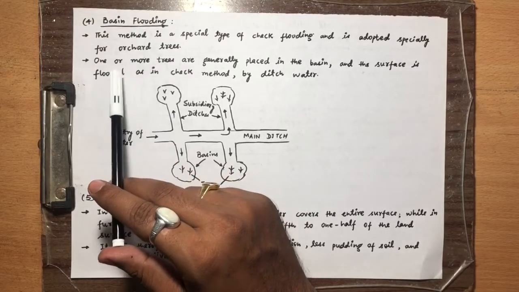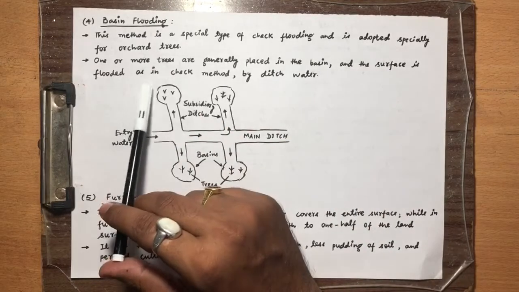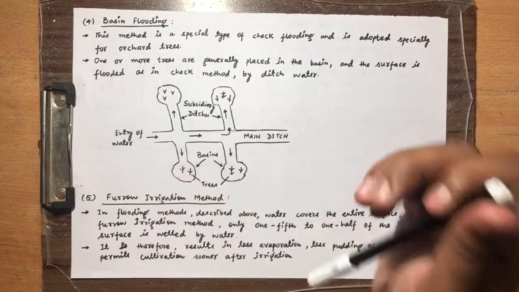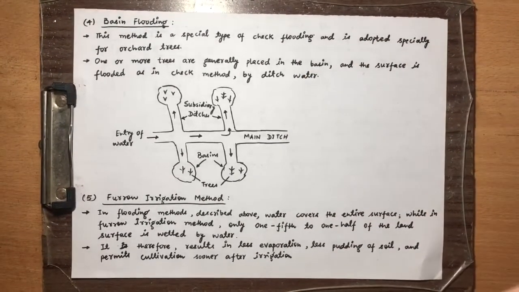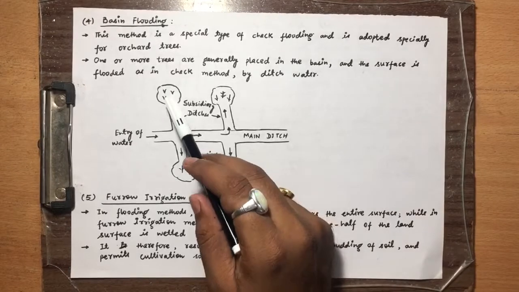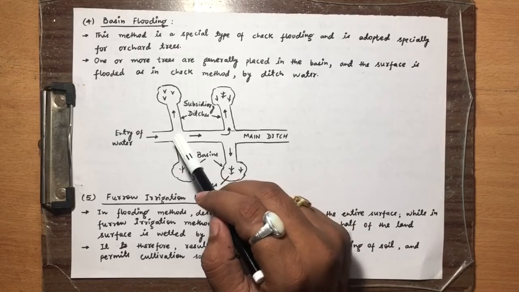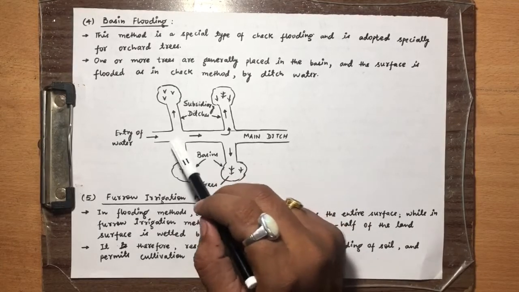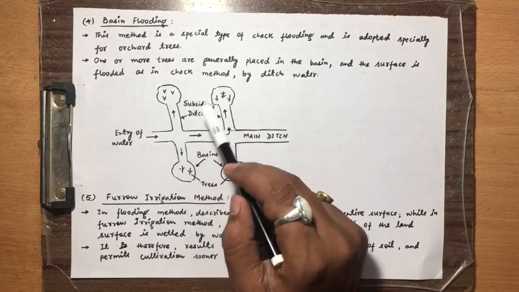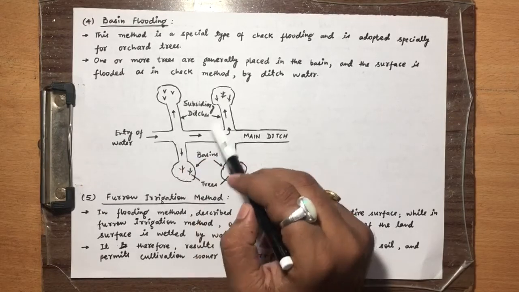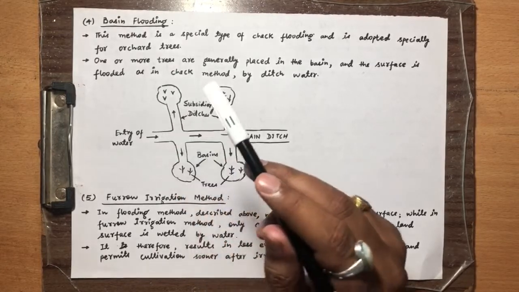Next, one or more trees are generally placed in the basin and the surface is flooded as in the check method by ditch water. Till now we were flooding the full field. But now we are making basins at a particular interval and connecting the ditches, like the main ditch and subsidiary ditch, to these basins. We are directly providing water to these basins only. That's why the name came: basin flooding.